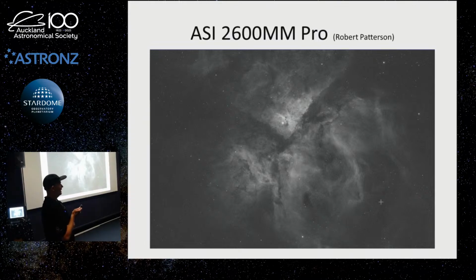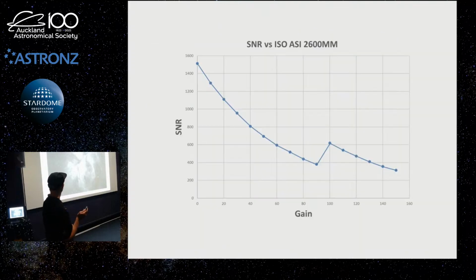He took it at a range of gain values, which are ISO values. ISO and gain are the same thing. And I calculated the signal to noise ratio of each image and plotted it versus gain. So you can see what happens.